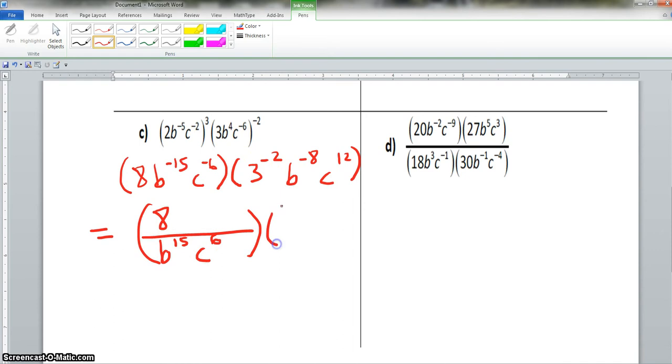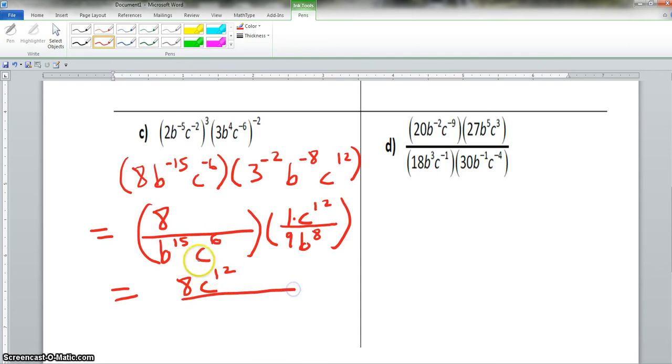And then for our next parenthesis, we have 3 to the negative 2. We know that will give us 1 over 9. b to the negative 8. This b to the negative 8 will go to our denominator and become positive, and c to the 12th will stay in our numerator. So we have 1 times c to the 12th. Now we multiply. 8 times 1 times c to the 12th will give us 8c to the 12th. In our denominator, we will have our 9.